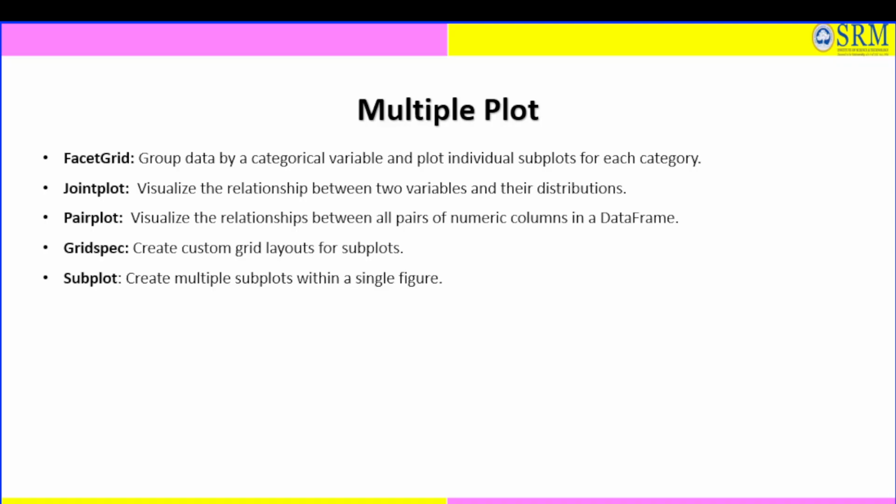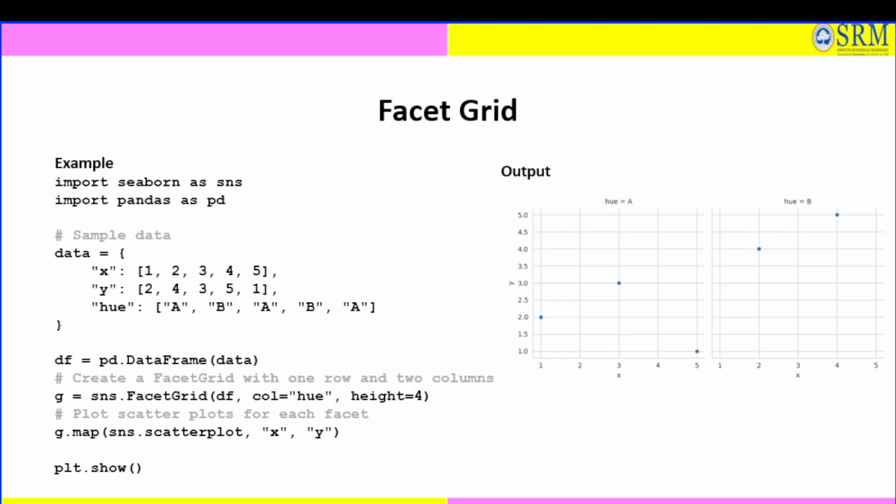And then the pair plot. Like how we use scatter plot to show the relationship, and even use correlation methods to find the correlation between the variables. Like that, by using a plot called pair plot, we can visualize the relationship between all pairs of numerical data. And then grid spec, like grid specifications, we are going to customize the grid layouts for a particular subplot, and then subplots to create multiple subplots within a single figure.